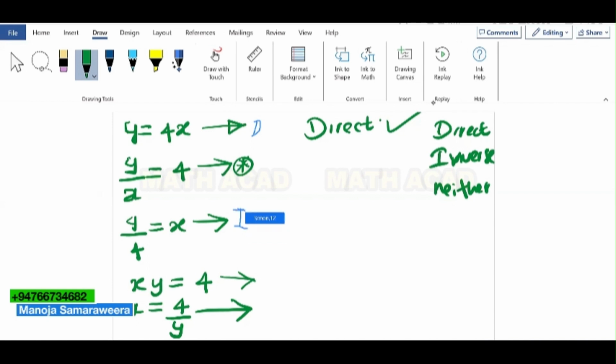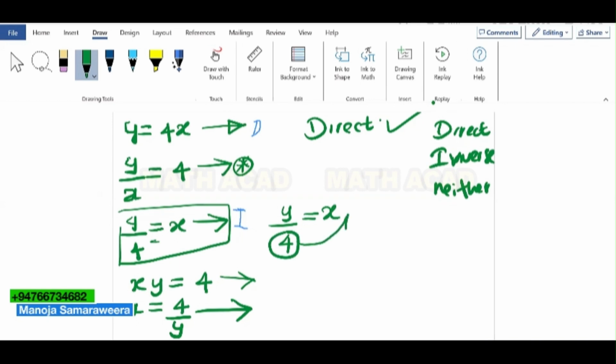Yes, very good. This one? What is the reason for that? Y is equal to 4x. After rearranging the terms, we get y over 4 is equal to x. Yes. Right? So this 4 is going to the other side as the numerator. So y is equal to 4x. Same, right? This is direct, this one also direct variation.